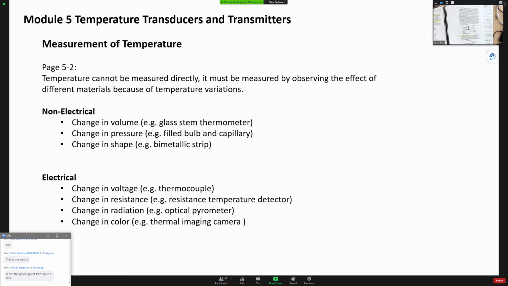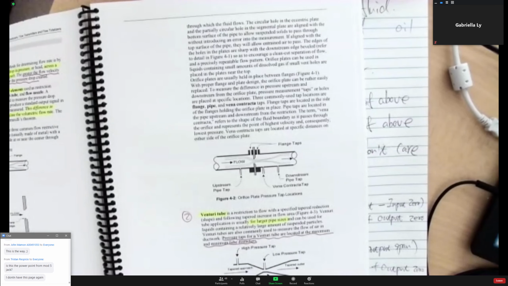Is this the PowerPoint from module 5? Yes. Did you find it on the D2L? No. You don't have this page? Okay, give me a second. D2L. Module 5. Okay, now you found it. That's fine.